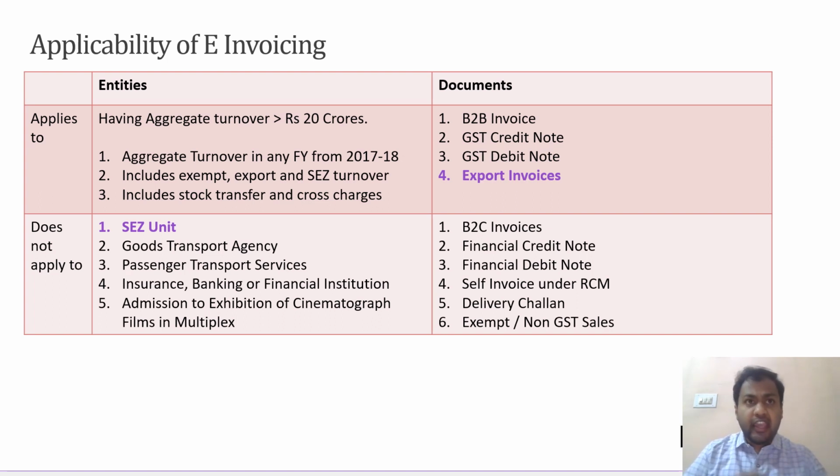Turnover here means any turnover. It could be taxable, it could be exempt, it could be export, it could be SEZ supplies, it could be stock transfer from one branch in a state to another branch in another state. Any turnover will be part of the aggregate turnover, and this aggregate turnover is not just last year's turnover, but from 17-18 till now. In any year, if my turnover is more than 100 crores, then I become liable to generate invoices electronically.